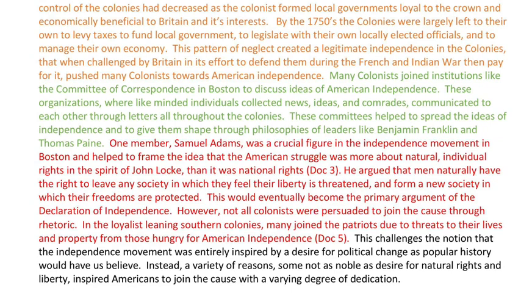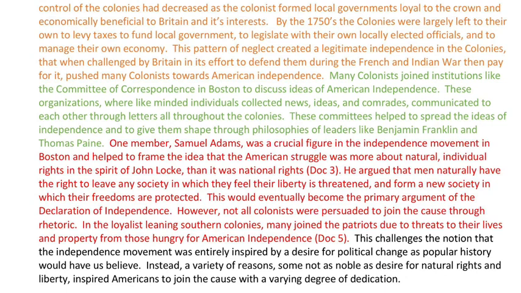One member, Samuel Adams, was a crucial figure in the independence movement in Boston and helped to frame the idea that the American struggle was more about natural individual rights in the spirit of John Locke than it was national rights. Document 3. He argued that men naturally have the right to leave any society in which they feel their liberty is threatened and form a new society in which their freedoms are protected. This would eventually become the primary argument of the Declaration of Independence. However, not all colonists were persuaded to join the cause through rhetoric. In the loyalist-leaning southern colonies, many joined the Patriots due to threats to their lives and property from those hungry for American independence. Document 5.